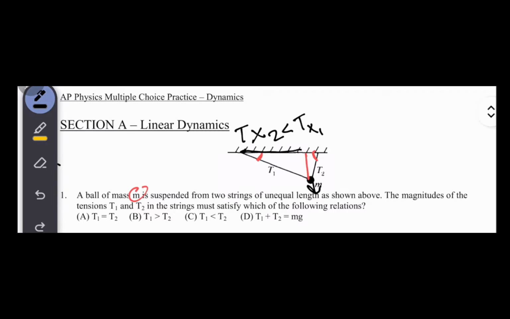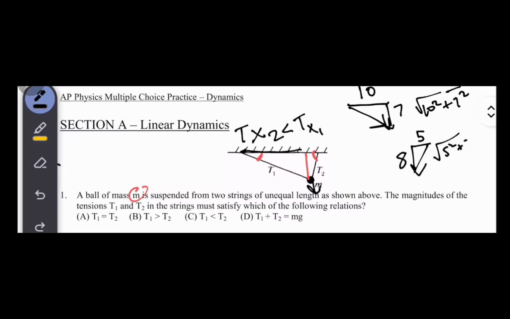Now that we know that tension x1 is greater than tension x2, based on the magnitude, we can say that if we had this tension 2, and we drew the x and the y component, we could say the x is 5, and then the y is, we could say, 8. And here we have tension 1. We can say that the x is 10 and then the y is 7. If we found the hypotenuse for these right triangles, we would get the square root of 10 squared plus 7 squared and the square root of 5 squared plus 8 squared.